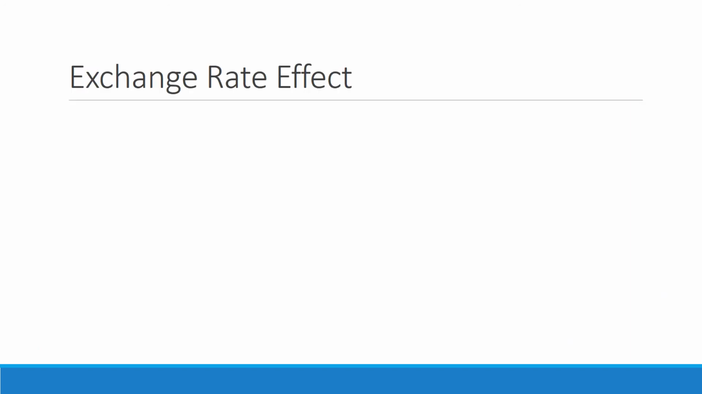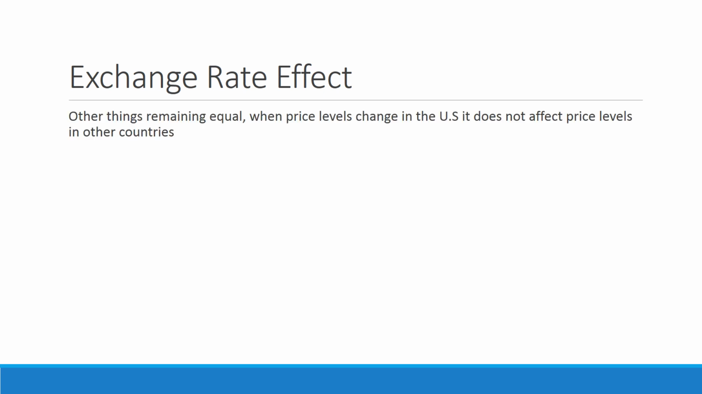Okay, so let's look at this exchange rate effect, the third one. Other things remaining equal, so we have to kick out every other factor and only focus on this one. When price levels change in the United States, it does not affect price levels in other countries. So if prices are rising in the US, that does not mean that prices are going to be rising in England or in France or anywhere else for that matter. So our price level increases, other things remaining equal, don't affect price levels in other countries. So here's what this means. When price levels increase, American goods become more expensive.